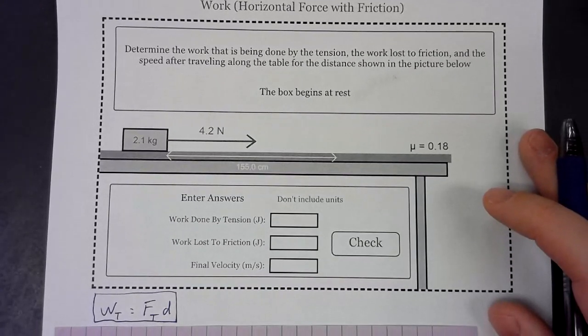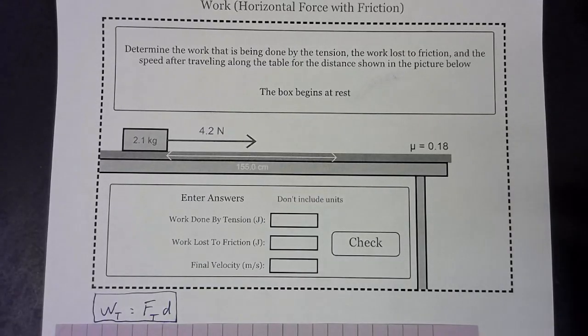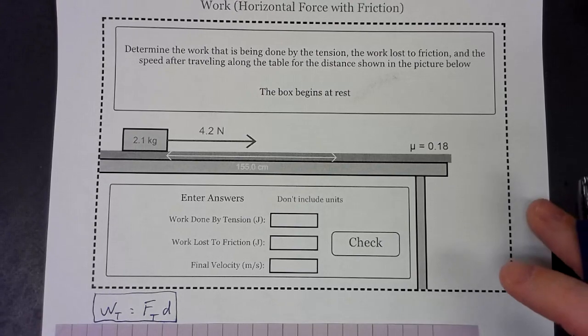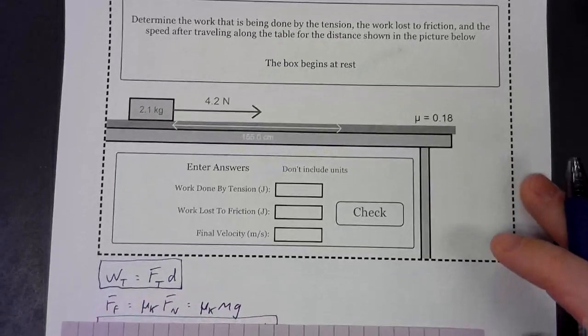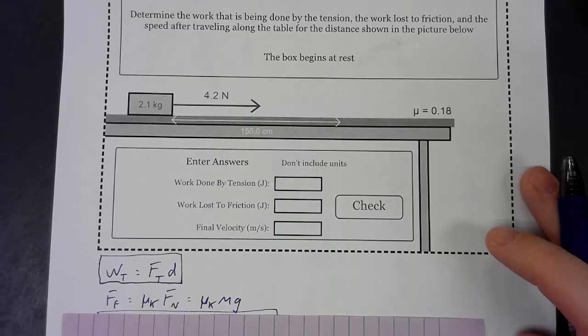Finding the work done by tension, let's just use W sub t for that. That's going to be the force of tension times the distance. Pretty simple there. Then for friction, let's remember what we know about friction.